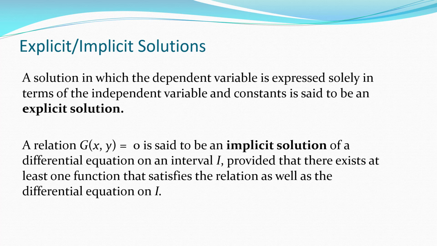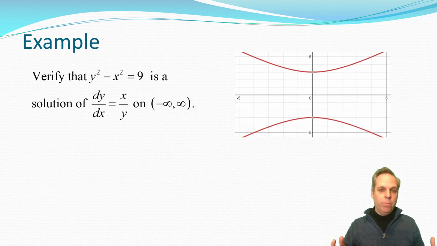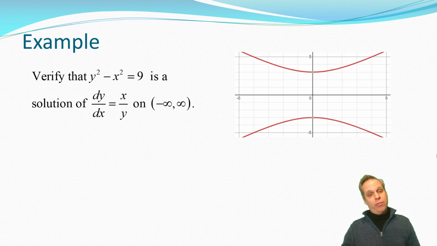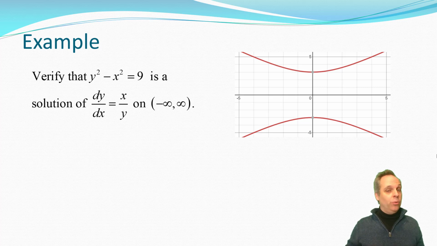A relation in x and y is said to be an implicit solution to a differential equation on an interval, provided there exists at least one function, even though you don't know what it is right now, that satisfies the relation as well as the differential equation on that interval. Now this unknown function, think of its graph as a subset of the graph of the relation. For example, let's verify that the equation y squared minus x squared equals 9 is an implicit solution to that exact same differential equation, but this time on the interval from negative infinity to infinity. To help explain it, I graph the particular relation.